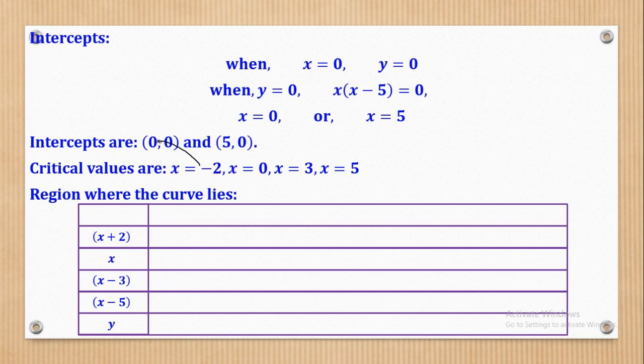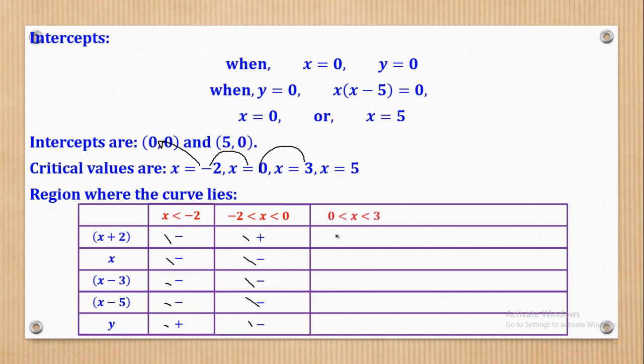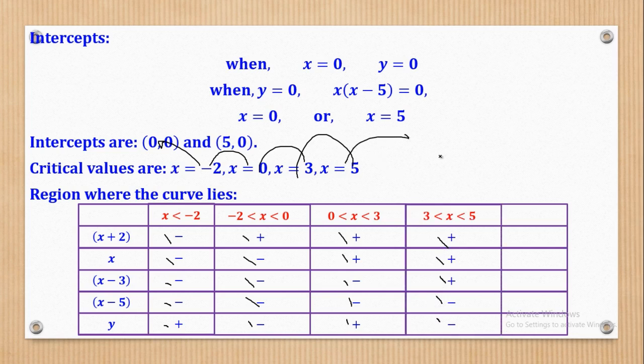So we shall begin with values less than this, the inequality is that, therefore this gives you negative, negative, negative, negative. In the end you get positive. Then between this and this, the inequality is that, and this gives you positive, negative, negative, negative, negative. Then between this and this, the inequality is that, and this gives you positive, positive, negative, negative, positive. Between this and this, the inequality is that, and this gives you positive, positive, positive, negative, negative. Then greater than that, the inequality is that, and this gives you positive, positive, positive, positive, positive.